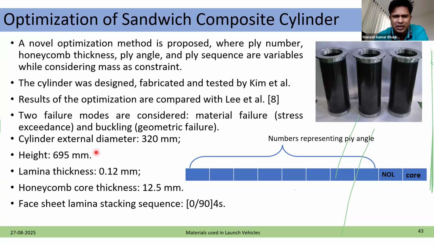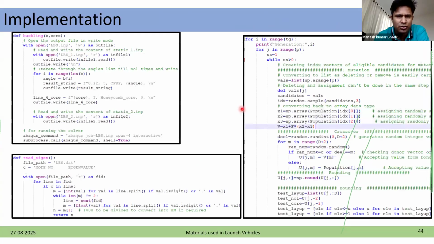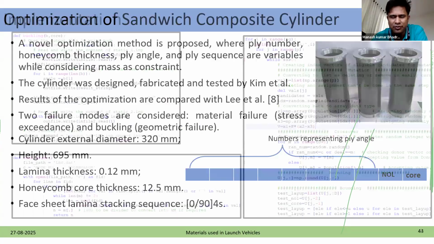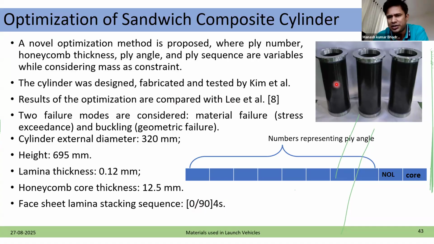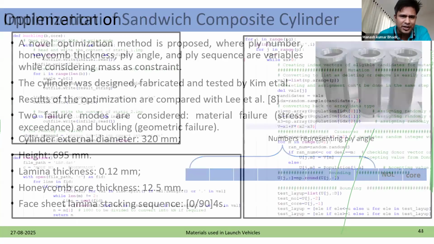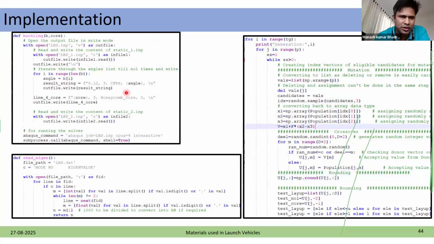The details of the cylinder are given: the geometric features, the number of layers, and the layer thickness. The face sheet was 094s for the original cylinder. And this is the code. One more thing which I forgot to tell is that the failure assessment for this cylinder is carried out based on two methods. One is strength-based failure, and the other is buckling-based failure. Here is a snippet of the code used for only the buckling aspect.